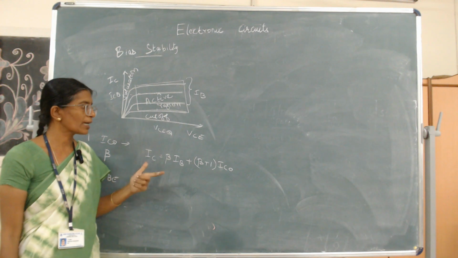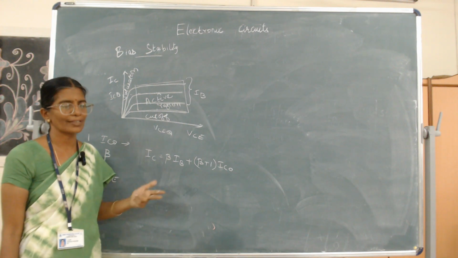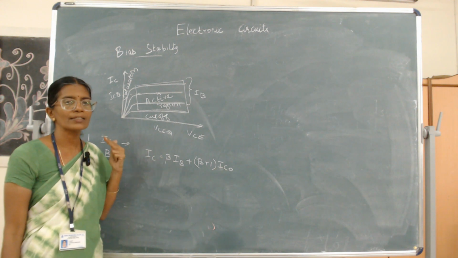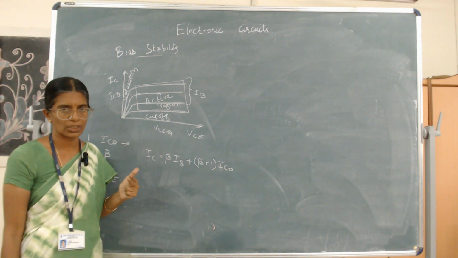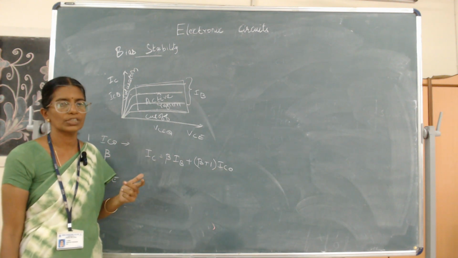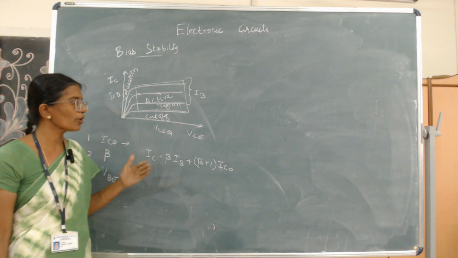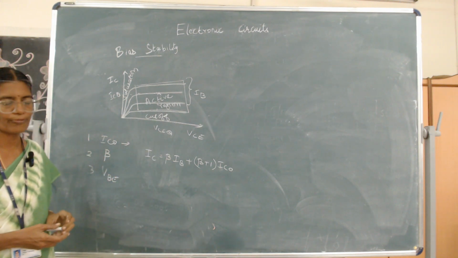So what is a biasing circuit? Biasing is fixing a Q point, and stability is invariance or insensitivity to the variation in temperature. These factors should be considered when we design transistor circuits. For this, we have various types of biasing circuit.